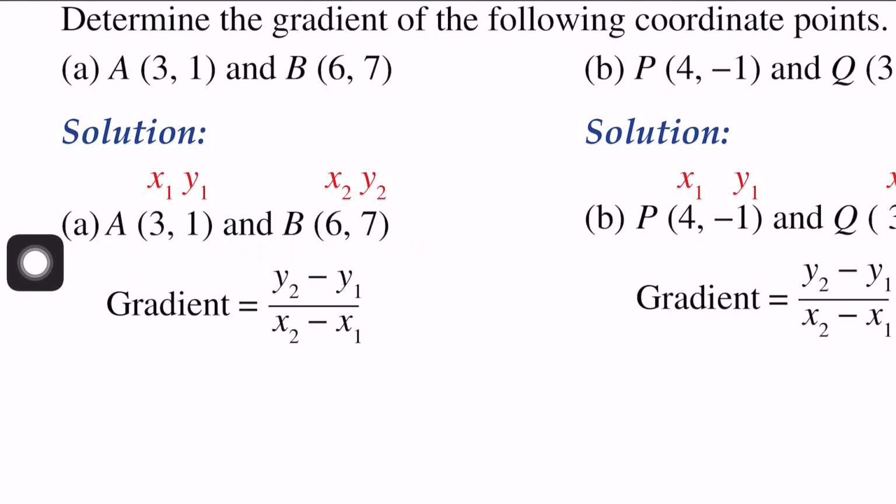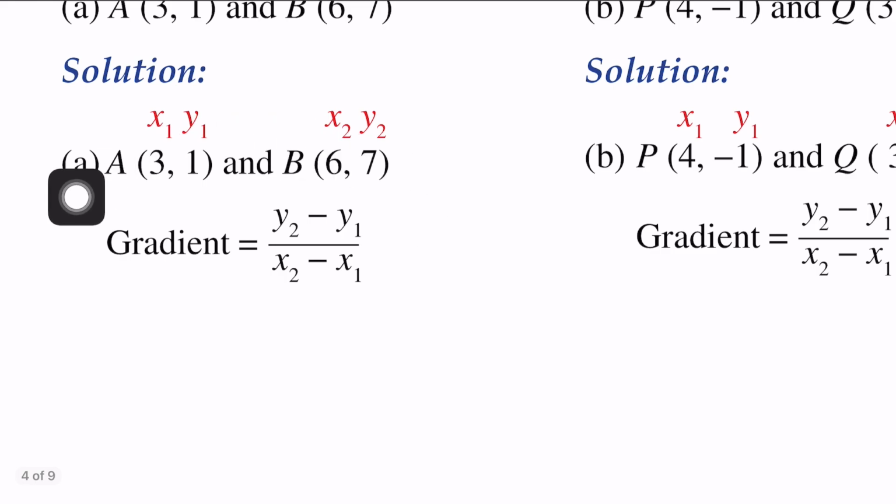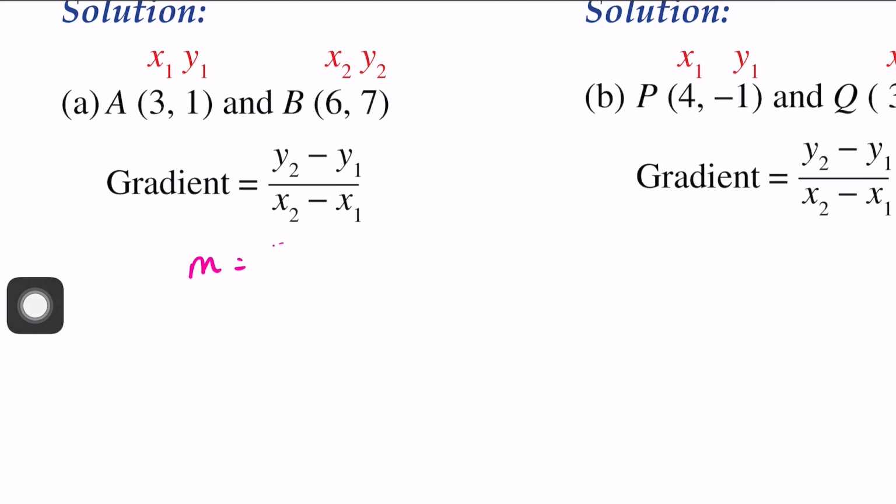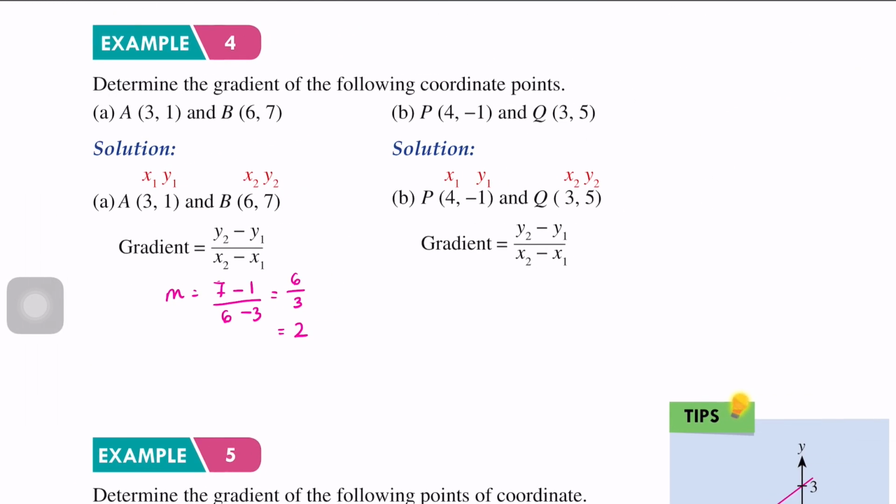So we know that this is the formula for gradient, m. Substitute the values. So y2 is 7 minus 1 divided by 6 minus 3. So 7 minus 1 is 6, 6 minus 3 is 3. So 6 over 3 is 2. Just like that. Next.